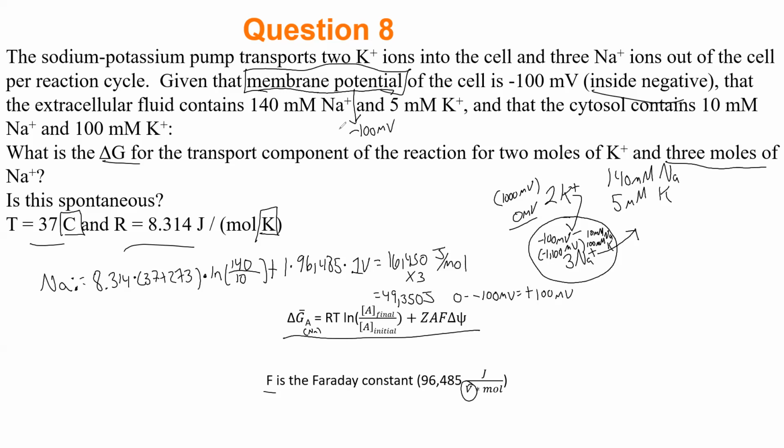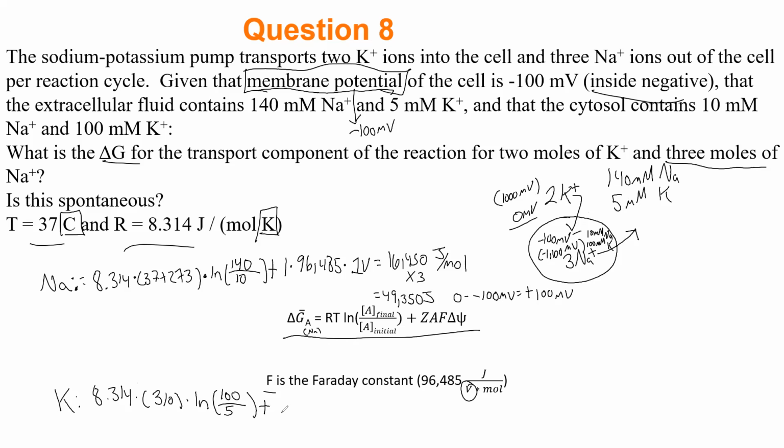All right, since I'm not seeing anything pop up, let's do potassium then. Same idea: R, 8.314, multiplied by T, same temperature, so 310, multiplied by the natural log. For potassium, the final concentration is 100, and initially it was coming from an area that was 5. So that's the natural log of 100 over 5.